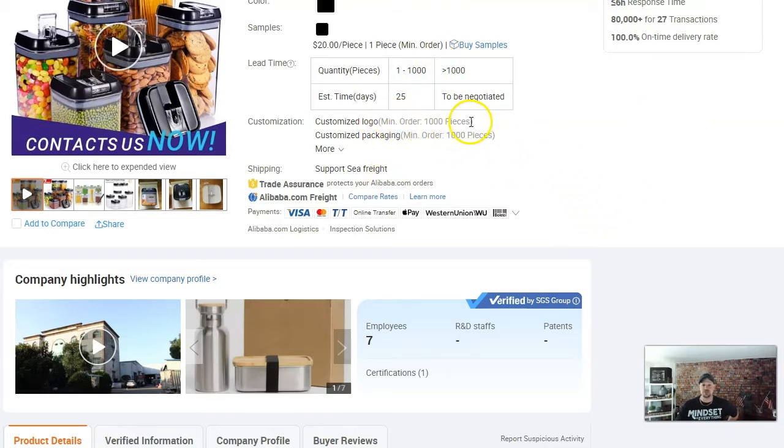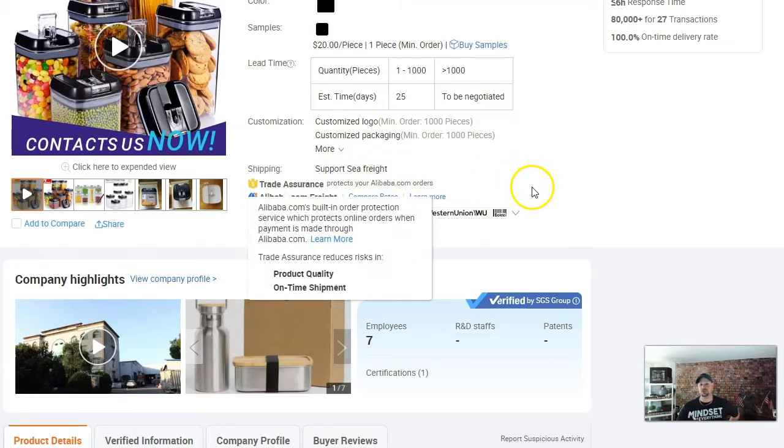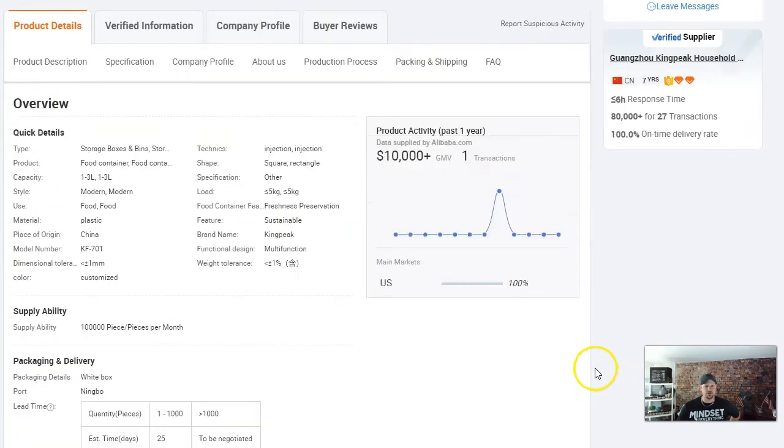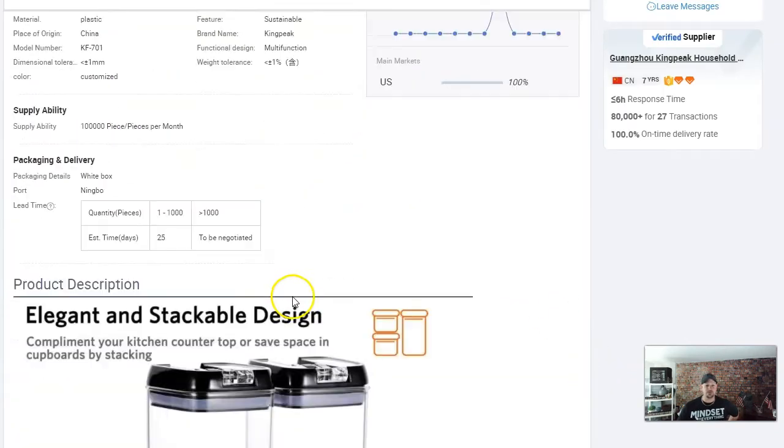So this is 1,000 pieces, which is a lot. Most of them are usually like 100 to 500 for minimums. So they want you to order 1,000 in order to get your logo on the packaging and on the product itself. And then right here it shows you that it's sea freight, so it's going to take quite a while to ship. The samples are going to be shipped usually DHL.